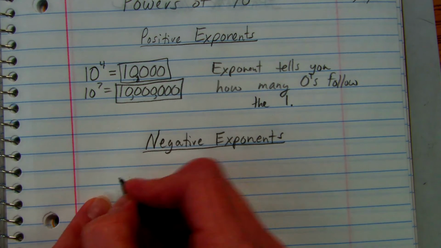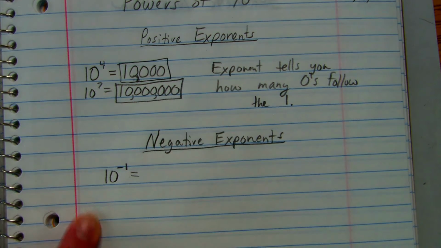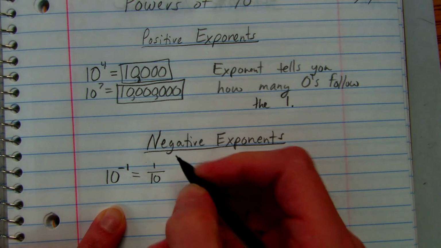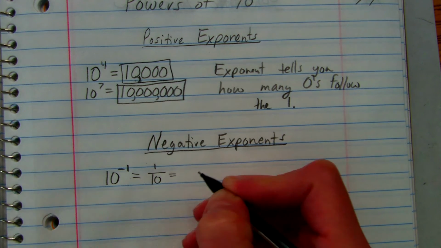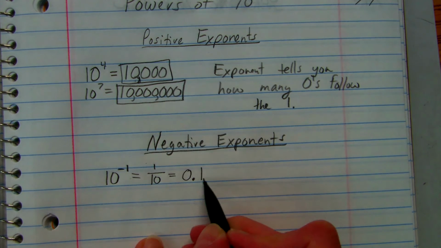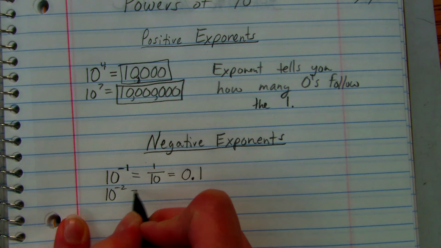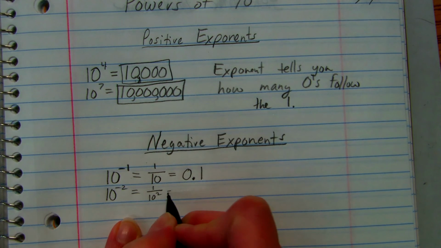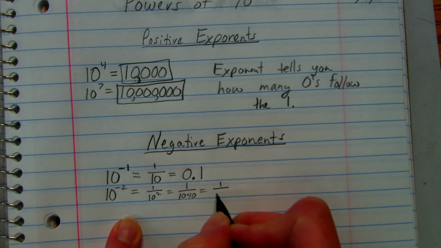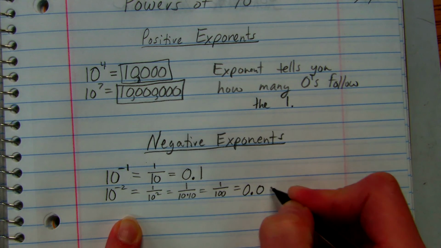Okay, so if I have 10 to the negative 1 power, if we just think about what we've learned about exponents, that means 1 over 10, 1/10. And if we write 1/10 as a decimal, that is 0.1. Notice that there is 1 decimal place. If I do 10 to the negative 2nd, that's 1 over 10 squared, which is 1 over 10 times 10, which is 1 over 100. So that's 1/100th, which is 0.01.